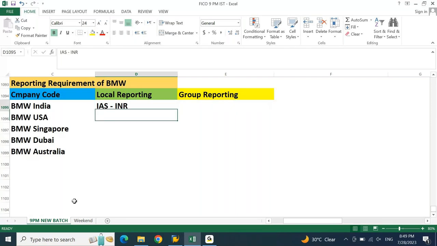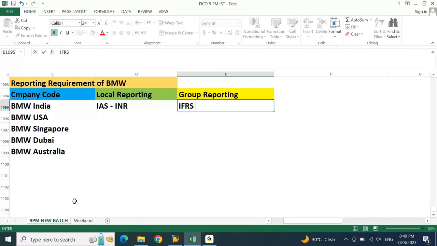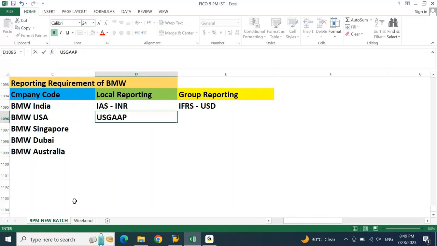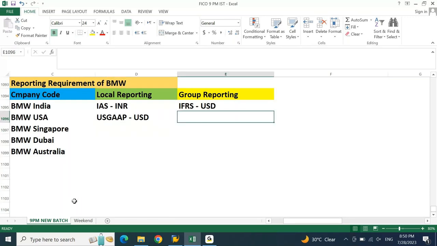So for BMW India, your local reporting will be Indian accounting standard in INR, and the group reporting will be IFRS dollar. Similarly, if I talk about US, I must prepare based on US GAAP, and then I need to follow dollars. If I try to submit my reports in INR in US, it is not acceptable, because in US you must follow the local currency for reporting. You must follow the local accounting rules and regulations, which is governed by US GAAP. Similarly, for US also, you need group reporting. For group reporting, you must follow the same IFRS dollar.